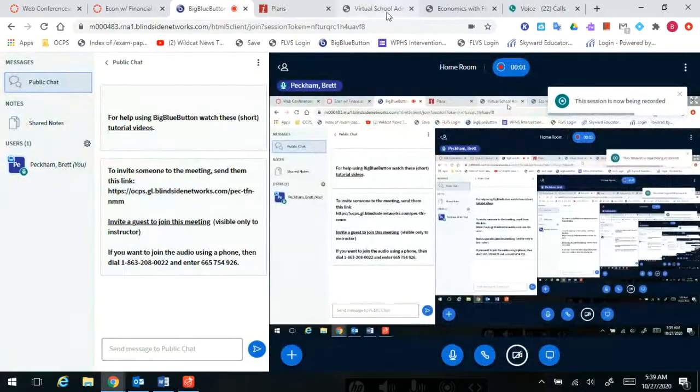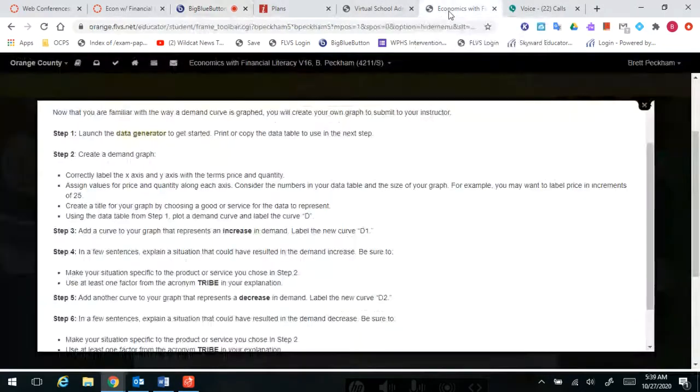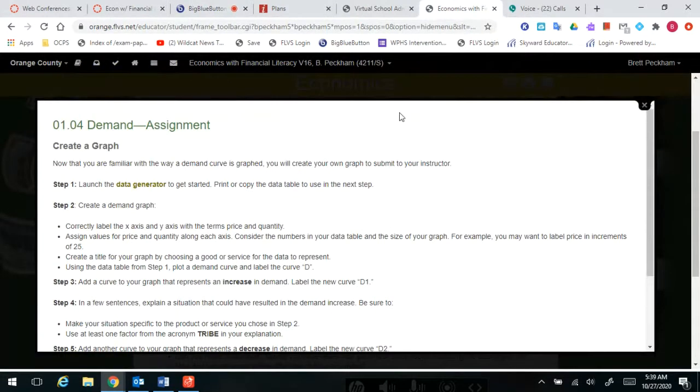All right, so today we're going to take a look at the assignment 1.04, where we're creating a demand graph and making some shifts and explaining why the demand line shifts. All this information was already covered in the Module 1 review in the Big Blue Button. But all right, so this is what we're going to do.